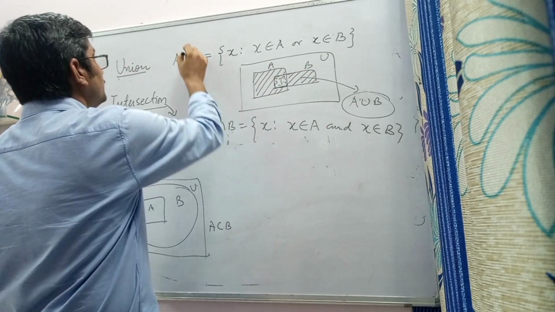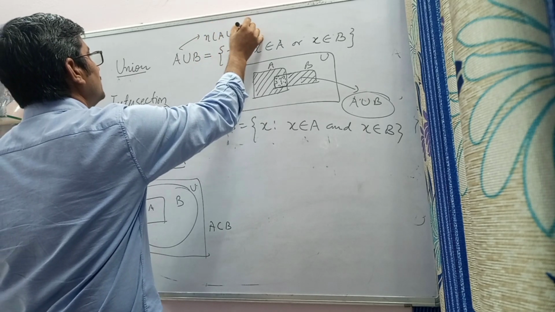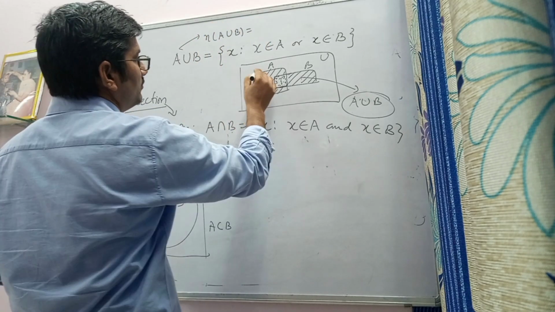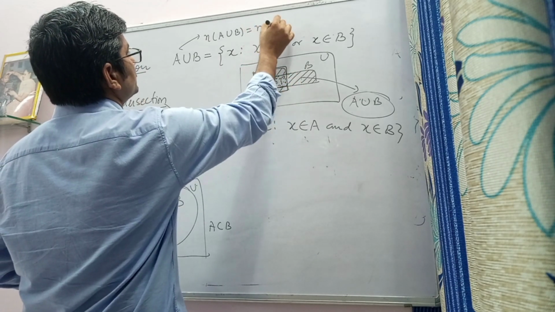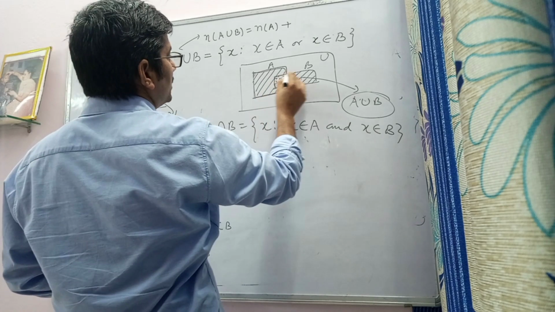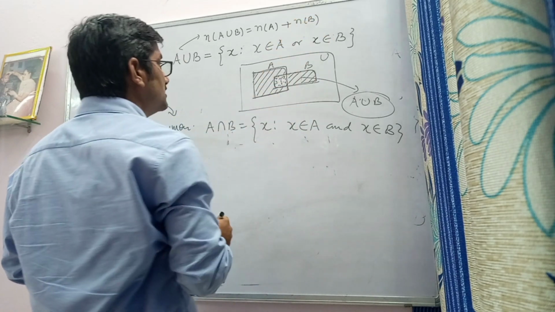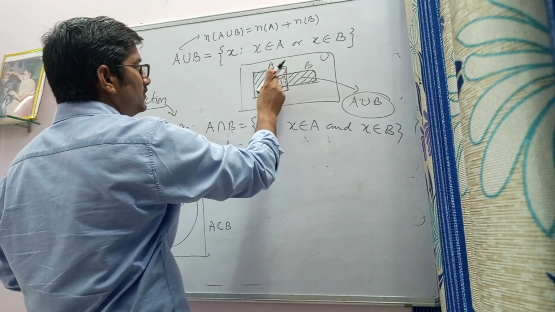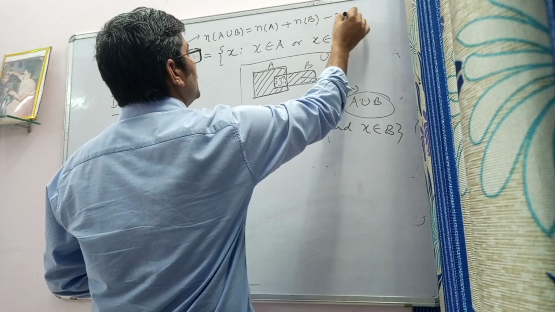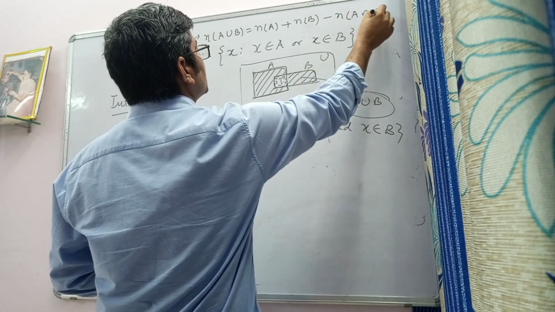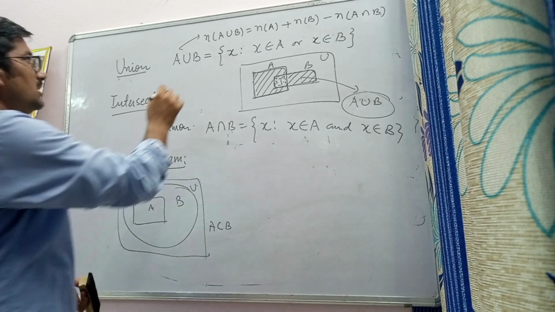So the number of elements in A union B can be written as the number of elements in A plus the number of elements in B, but we see that this portion is repeated two times, so subtract one times the number of elements in A intersection B.